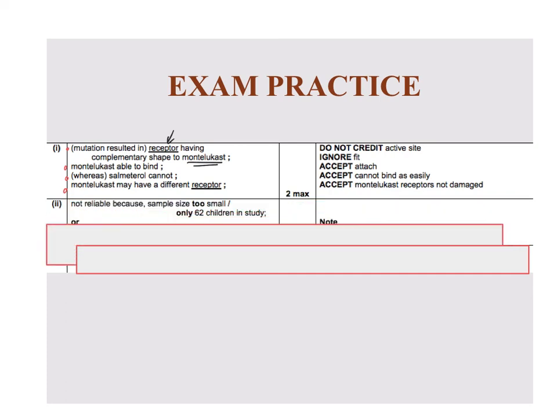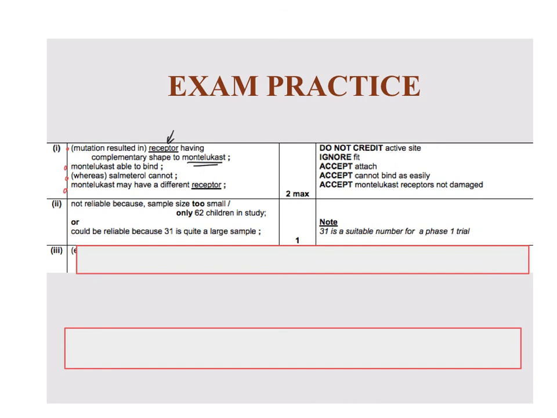For the second question, we're talking about reliability, and this is a good time to be doing maybe a human studies subject, so maybe psychology or sociology, because it's asking about the reliability of a sample. So you could have said that it's not reliable because the sample size is too small. Notice that 'too' is in bold because it's implying that it's too small to be able to get a result from. Or you could have said that there's only 62 children in the study.